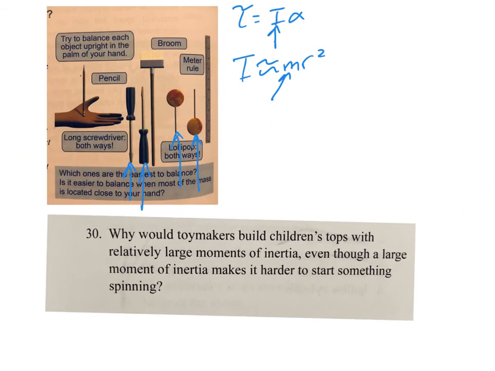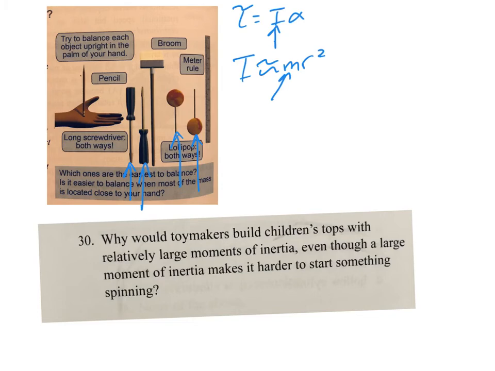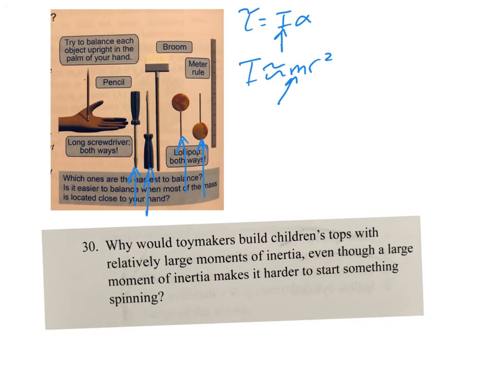Why would toy makers build children's tops with relatively large moments of inertia, even though that makes it harder to get something to start spinning? Well, it's because it's also harder to get it to stop spinning. You might remember the question we had at the beginning of the year: once you get a truck moving, why is it easier to keep it moving than it is to get it to move in the first place?